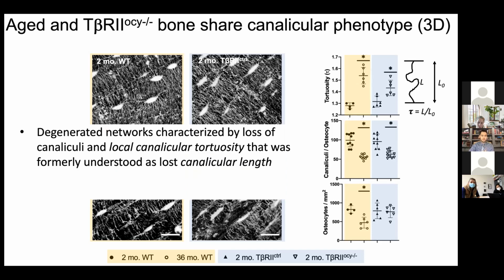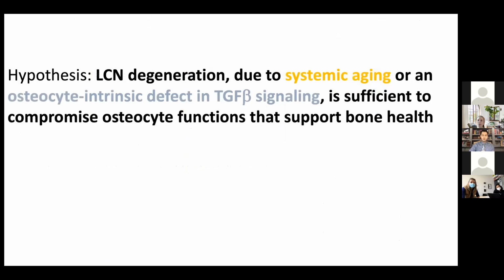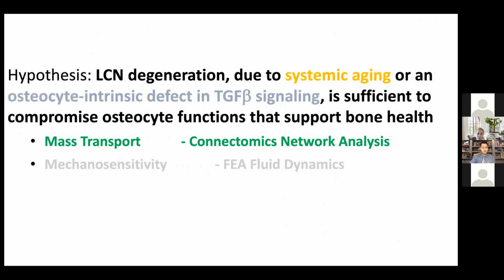So these degenerated networks specifically are characterized by a loss of canaliculi and increased local canalicular tortuosity, which again was previously understood as canalicular length in 2D. So the important question then becomes, are there functional implications to changes in these geometries? So when we have these features, we can now use these 3D models to ask those functional questions. And first we'll start off with connectomics.